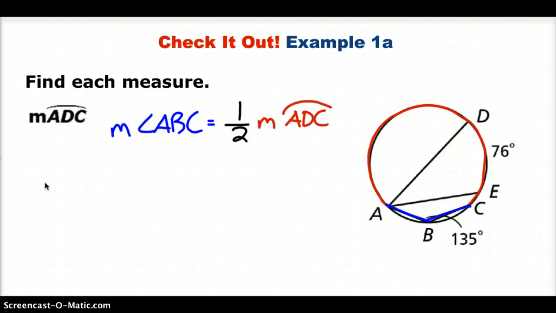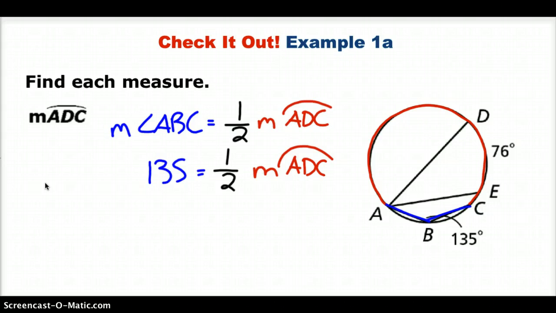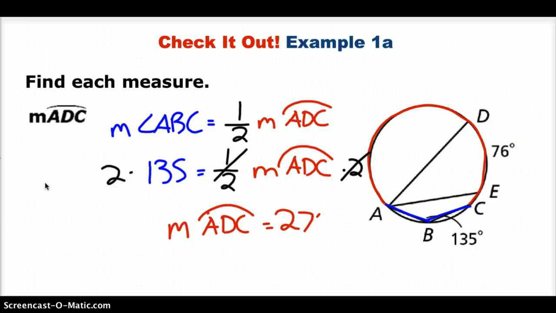Now let's plug in the information that we know. Pretty simple. I'm going to plug in that 135 degrees for the measure of angle ABC. I'll write down the rest of this stuff here, plugging in my known information. Now again, we run into the same thing. We're going to multiply both sides by 2 to get rid of this fraction. 1/2 times 2 are reciprocals, so they'll multiply to 1, and I'll get that the measure of arc ADC is equal to 270 degrees.